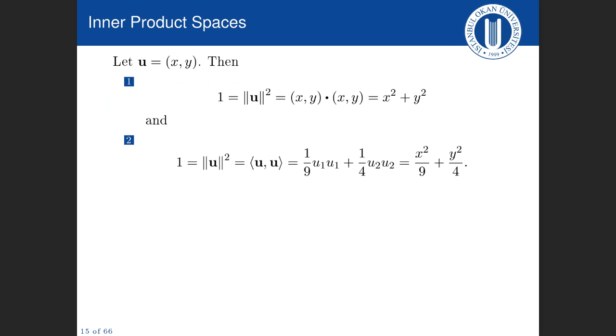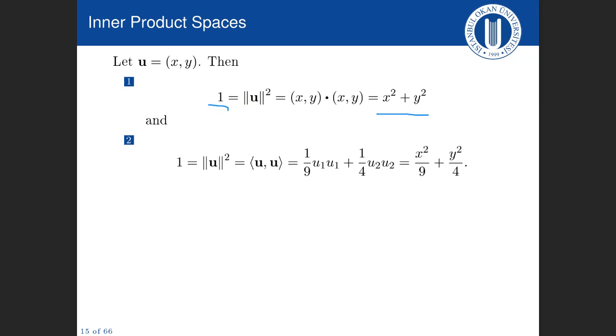Okay, so for part 1, we're trying to find all of the unit vectors, so all of the vectors u which have norm of u equal to 1. It's going to be easier if I square this, so I want norm of u squared equal to 1. That's the vector (x, y) dot the vector (x, y), or x squared plus y squared. All of the unit vectors satisfy x squared plus y squared equals 1.